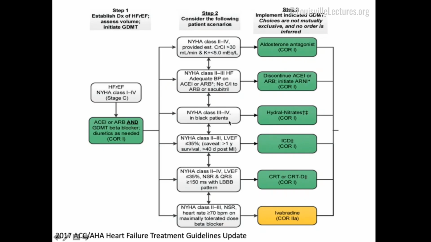Here's our African American patients where we think about hydralazine and nitrates, and then we have some device therapy recommendations in here as well. And then finally, ivabradine is in yellow. This is a class of recommendation 2A, meaning you can consider it. And this is, again, for patients who have an elevated heart rate greater than 70 on maximally tolerated dose of beta blocker. Then you can consider giving them ivabradine. So this is a very good and useful flow chart to know for how we should do stepwise therapy for these patients.